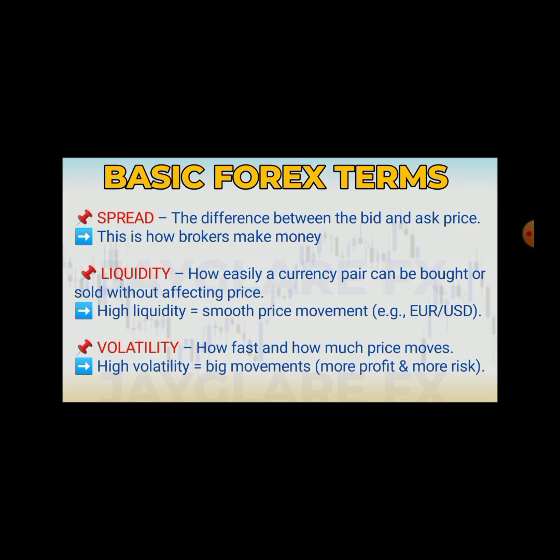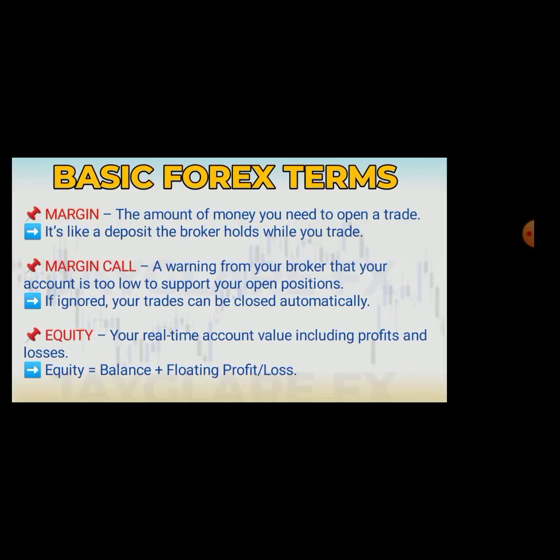Volatility speaks about how fast and how much price moves. So when the price is moving very, very fast, that is high volatility. If the price is moving slow, that's low volatility. And when the price moves very fast, you can easily make higher profit within a short time. But then you need to be careful, because if it goes in an opposite direction, you could also make losses within a short time. All right, so let's continue.